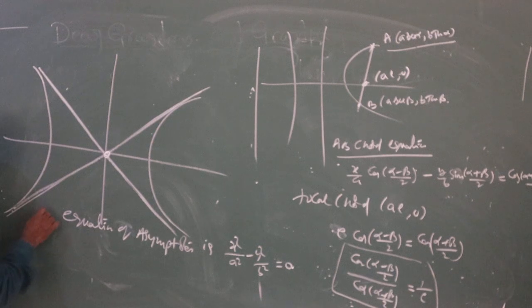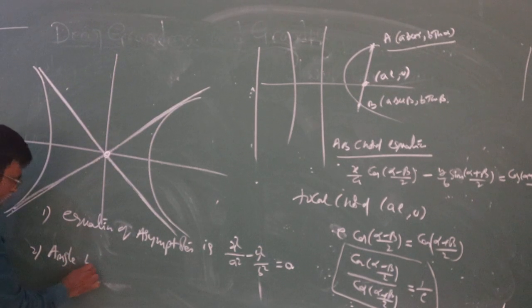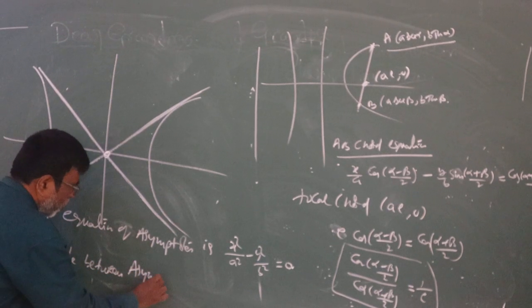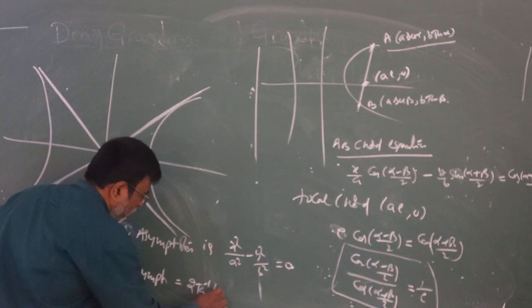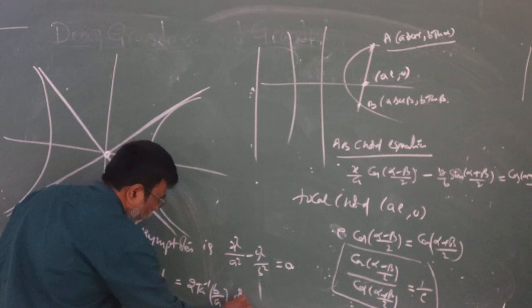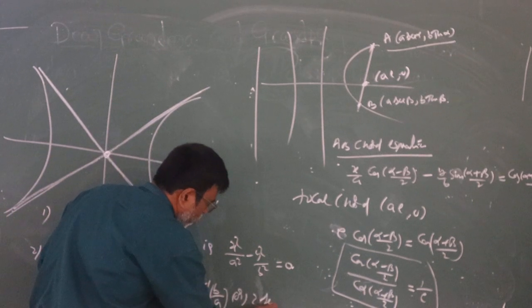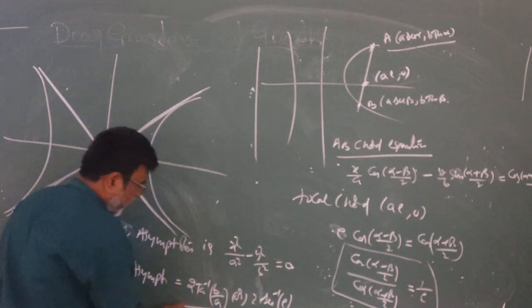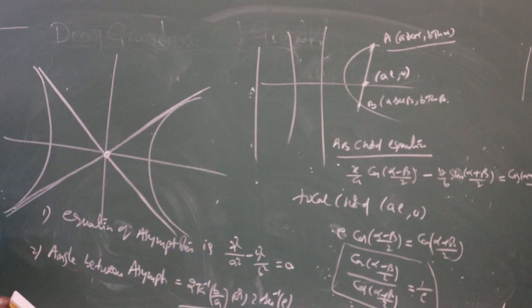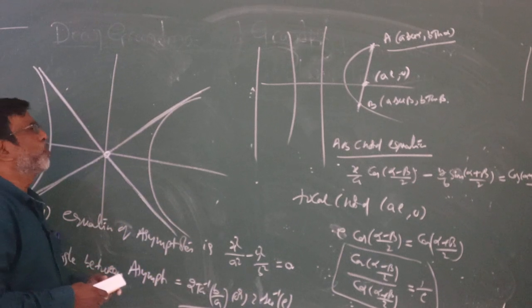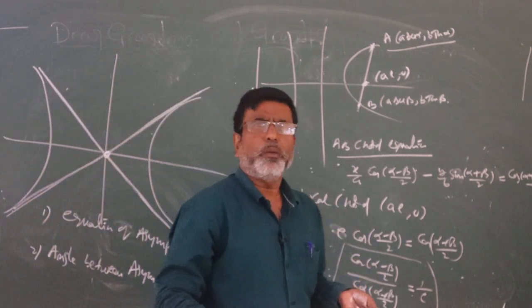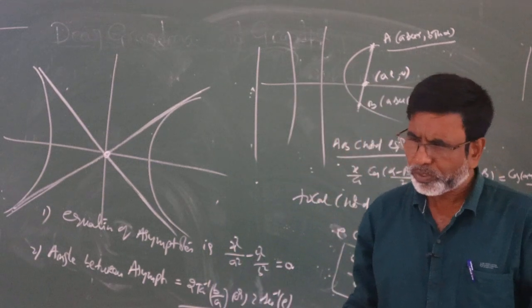Now the angle between asymptotes. It is nothing but 2 tan inverse b by a, or 2 secant inverse e. This is nothing but the angle between the asymptotes. So either 2 tan inverse b by a or 2 secant inverse e is the angle between the asymptotes.